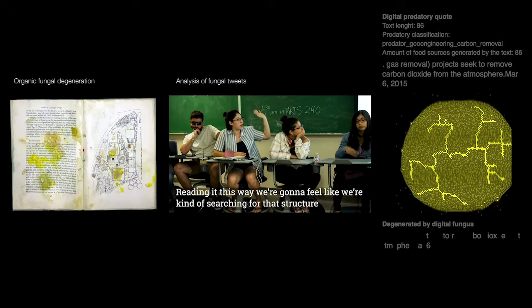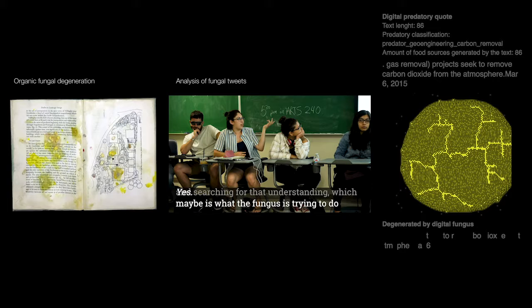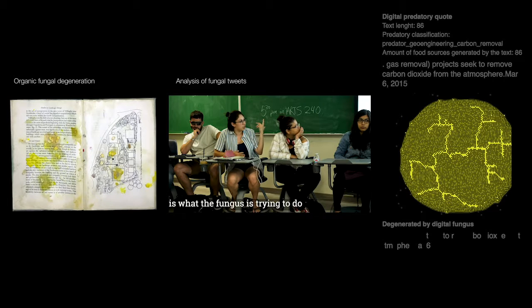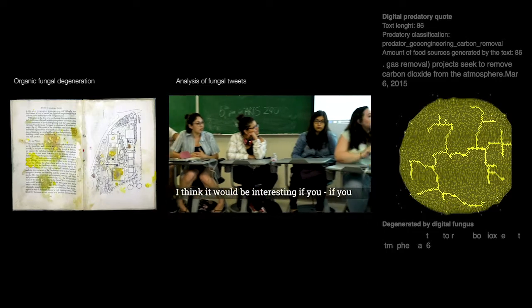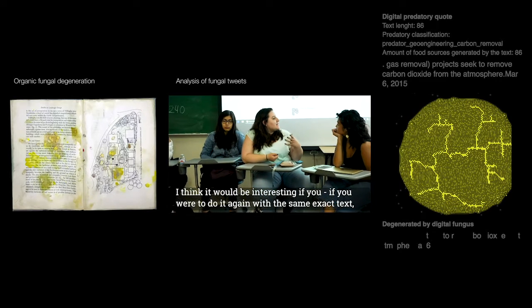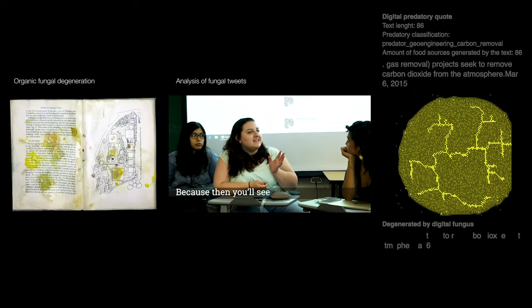Reading it this way, I feel like we're searching for that structure and that understanding, which maybe is what the fungus is trying to do. It becomes a meta text, right? Yeah. It's a meta fungus here. I think it would be interesting if you were to do it again with the same exact text to see if the fungus would take the same path. Ooh, that's a good idea. Yeah, to see if it would be exactly the same.